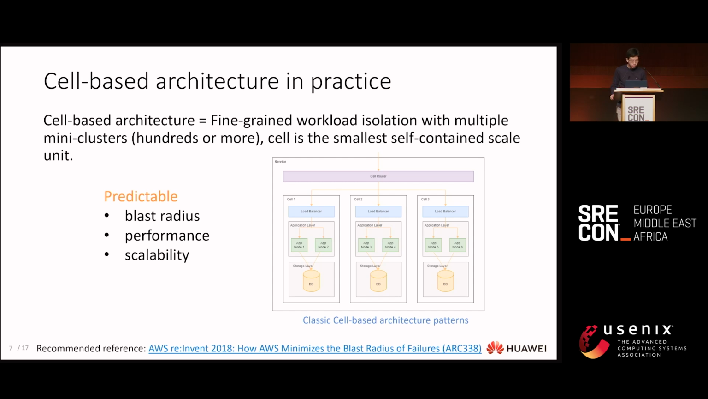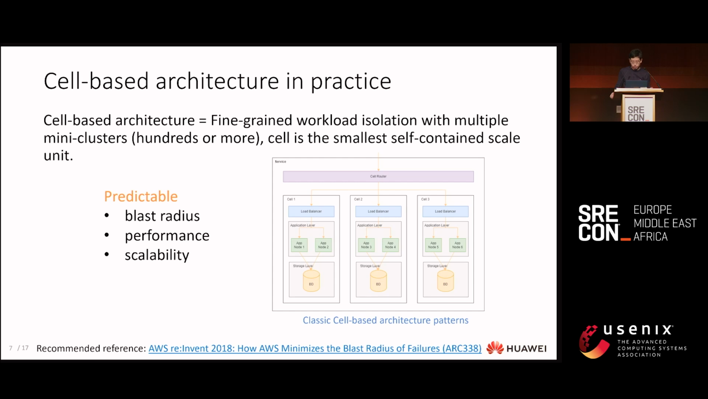The key benefits of cell-based architecture are predictable blast radius, predictable performance, predictable scalability, and many other benefits. In this diagram you can see a classical cell-based architecture pattern. You have different cells processing the requests or workload for different customers. There's a cell router layer to route or dispatch the traffic to different cells.